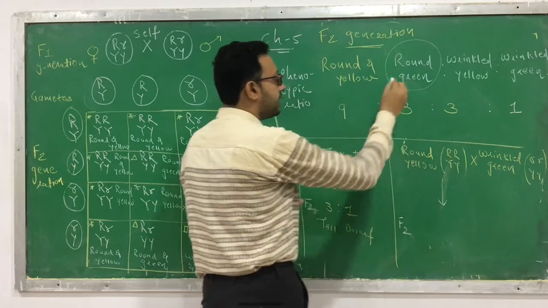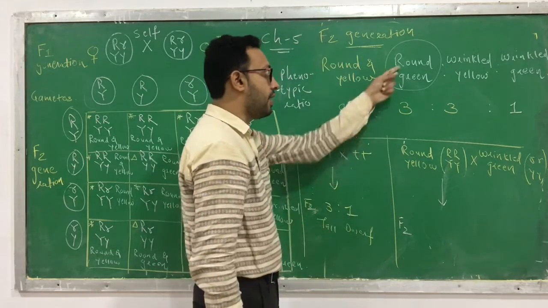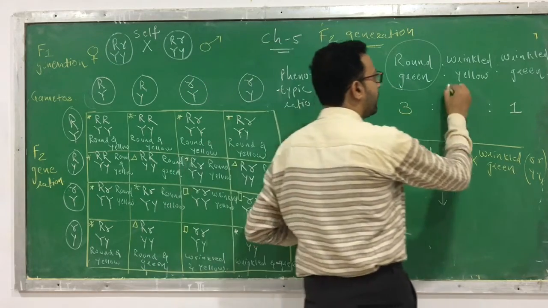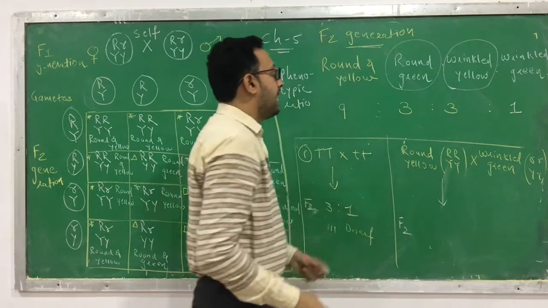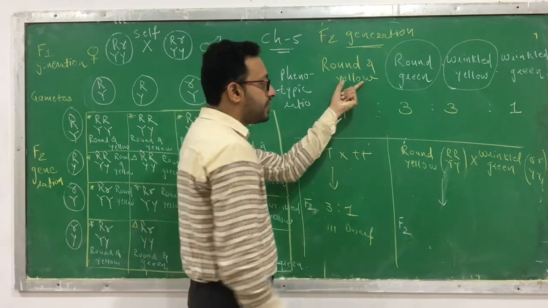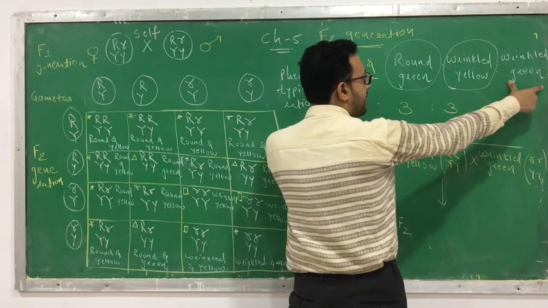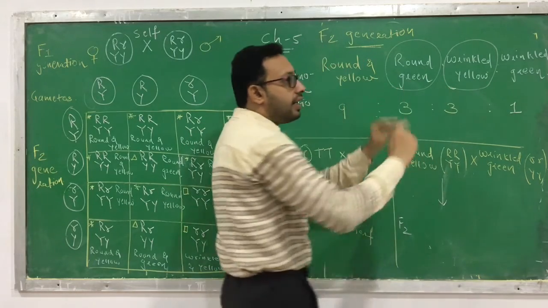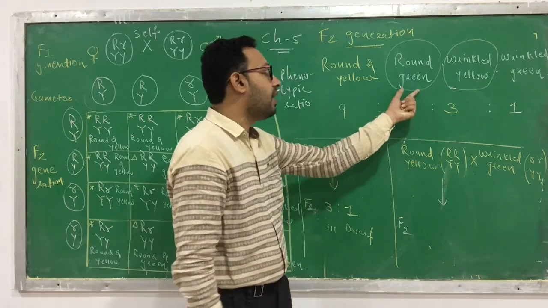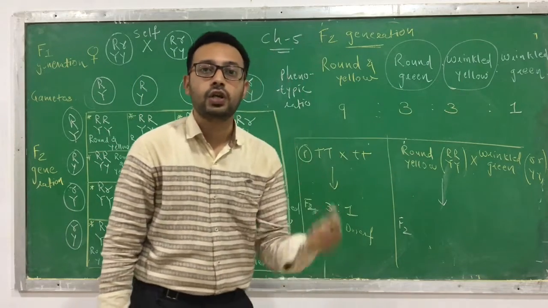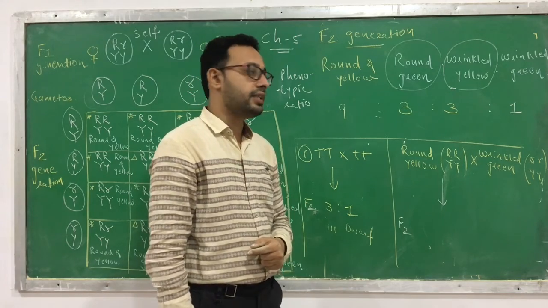But here you can also find some other possibility. A round green, a new combination is formed, a round green, and you can also find another possibility, that is a wrinkled yellow. These are not the two parents, the round yellow is one parent, the wrinkled green is the other parent, but here plants different from the parents have also been developed or generated. That is, round green and wrinkled yellow plants have also been generated in this ratio.